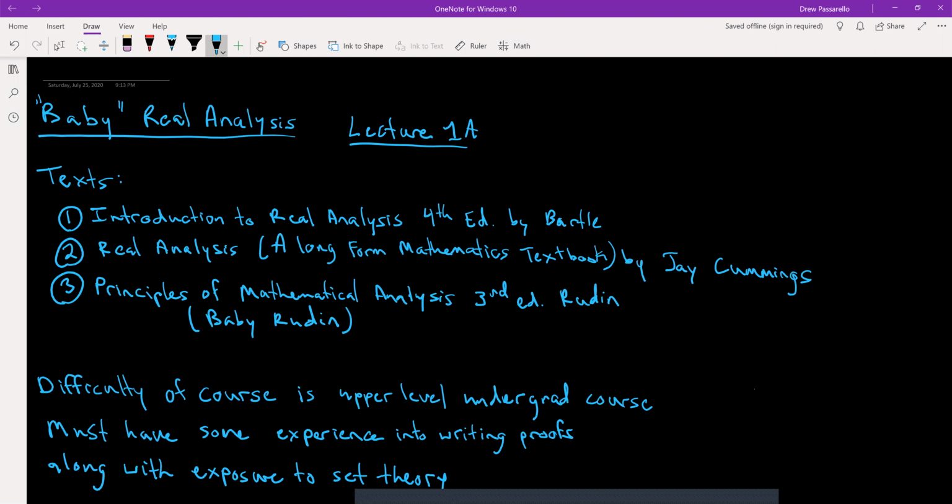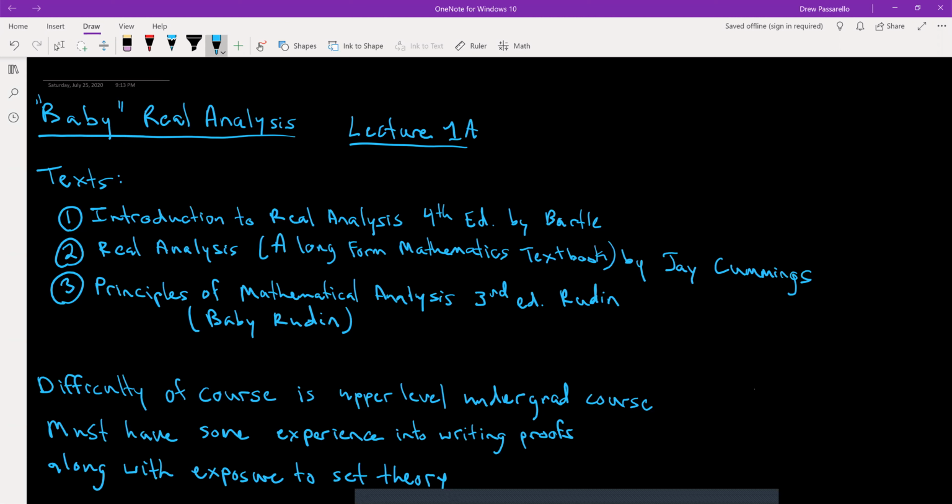So the goal for this course was that I wanted to make an introductory real analysis course, but not at the same difficulty as going through the entire text, or even just chapters from Principles of Mathematical Analysis. So not the same difficulty as Baby Rudin, though there will be some problems taken from it. It'll be a little bit less difficult, but we'll pull mostly from the first 2 texts.